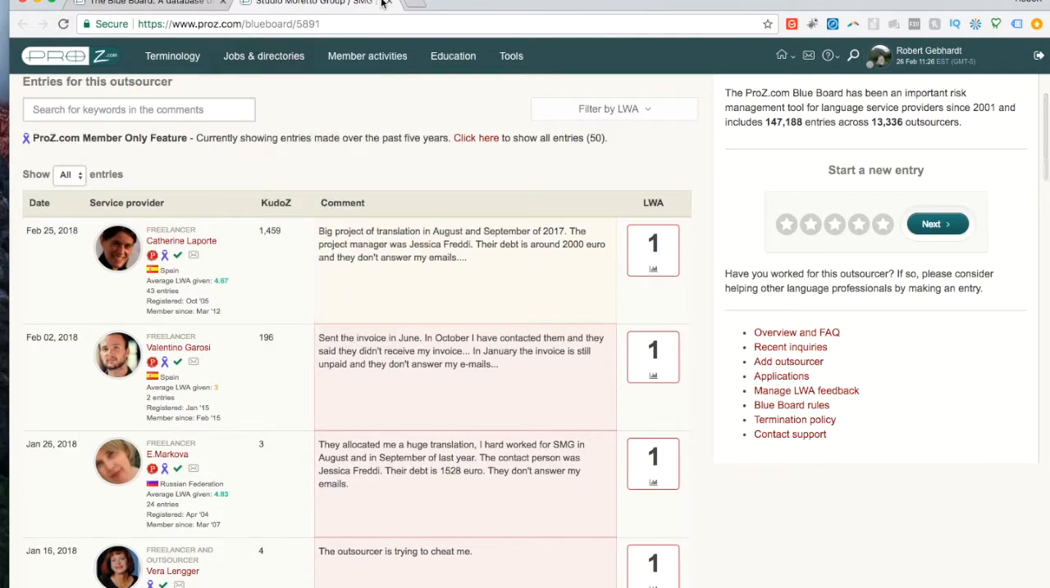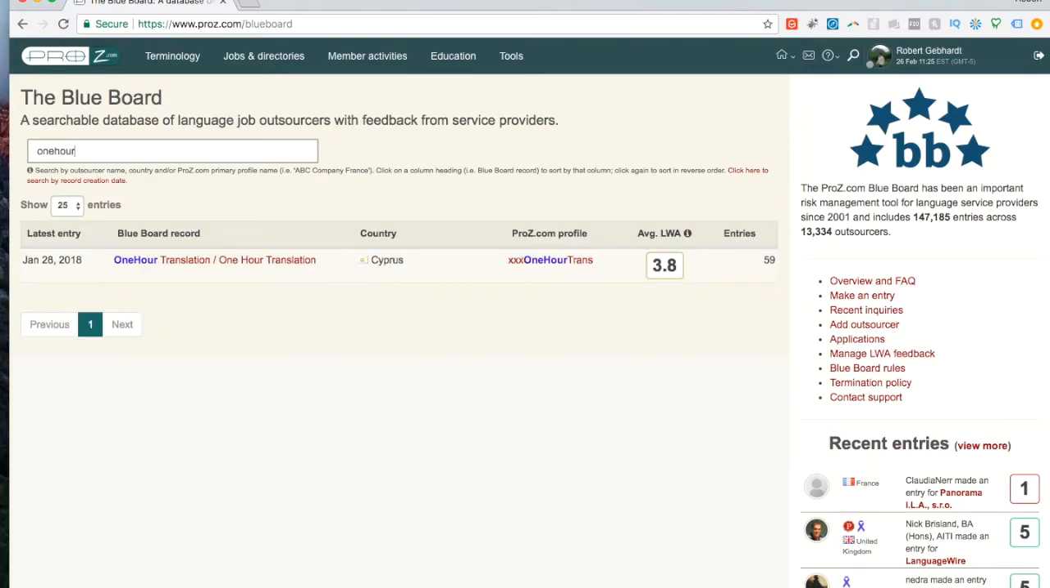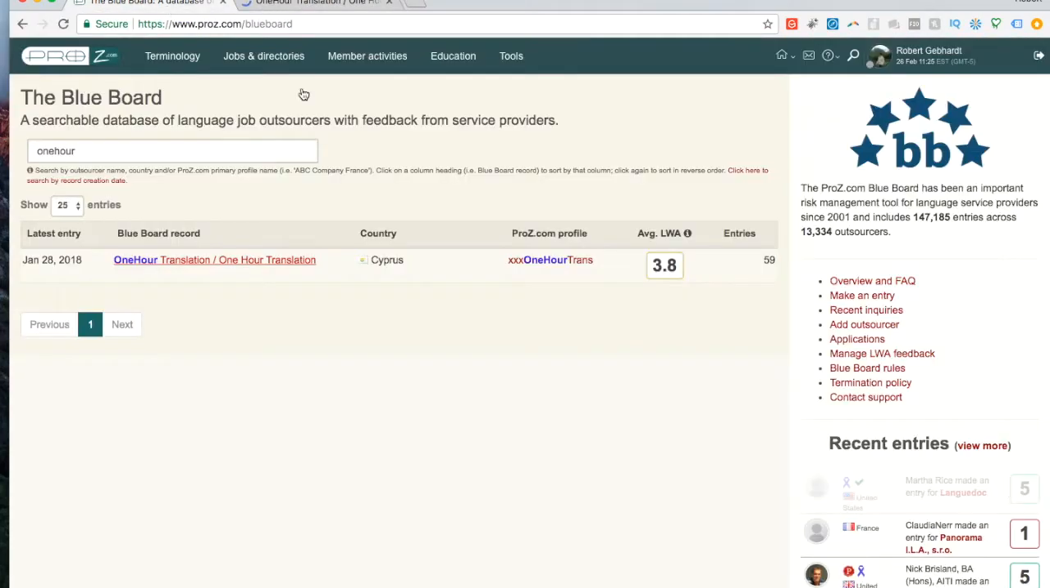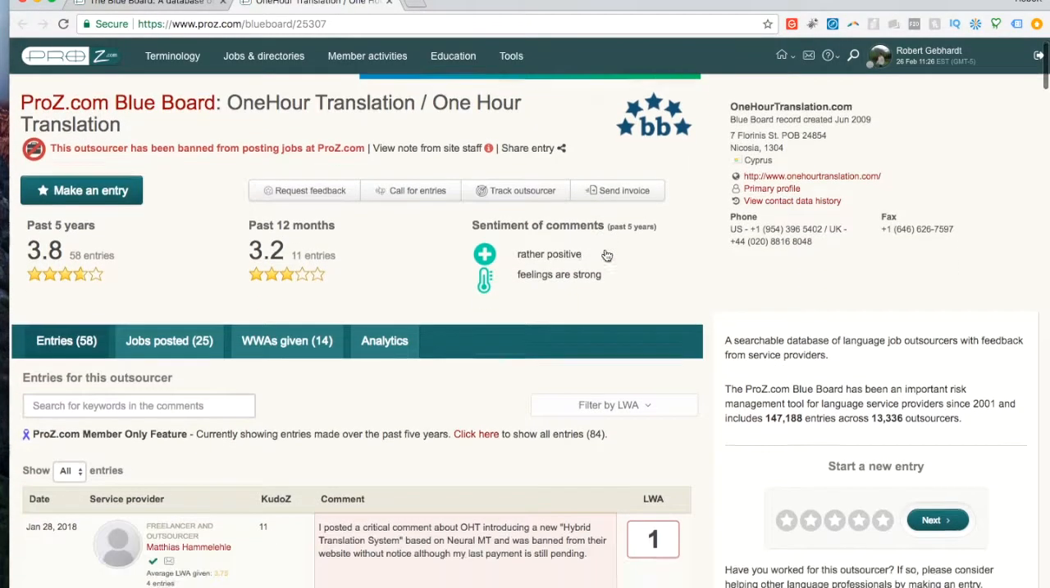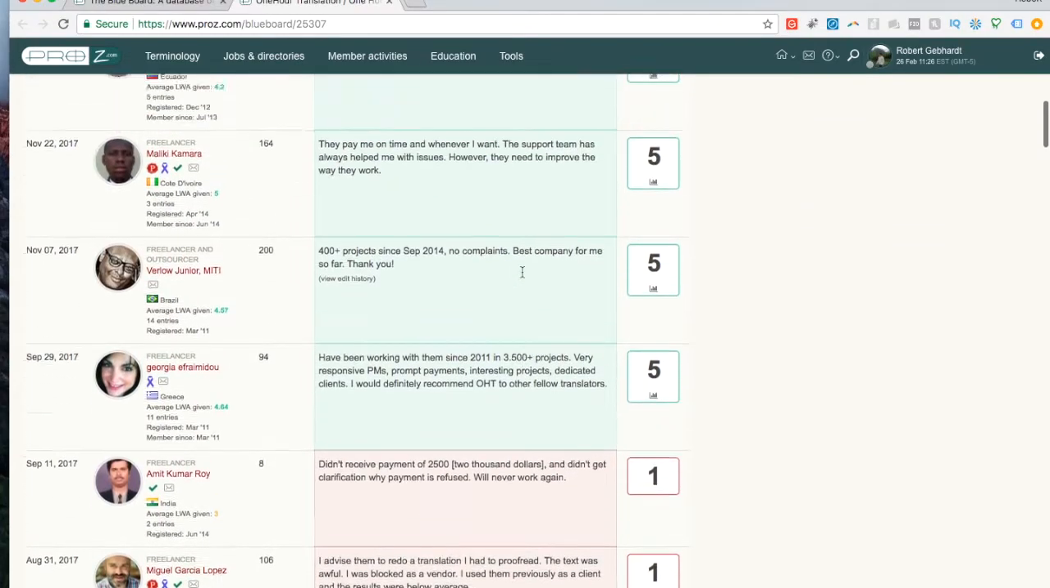I want to do this again because I was contacted about a specific group called 1 Hour Translation, and I've seen this around quite a few times, so I thought it would be worth looking into. Here we go, 1 Hour Translation. Right away we see they're based out of Cyprus, apparently, and they have a 3.8. This is not very good. In fact, lately we see comments like: "they have a debt to pay me since August. I posted a critical comment and was banned from their website without notice, although my last payment is still pending." So it seems like they have issues with payment more than anything. Otherwise, these are all good.